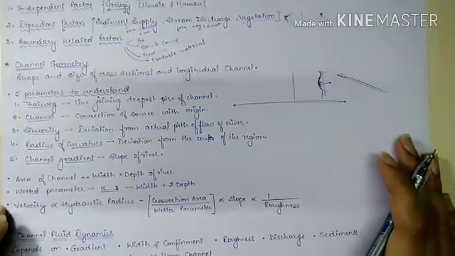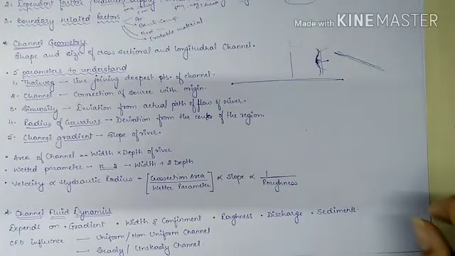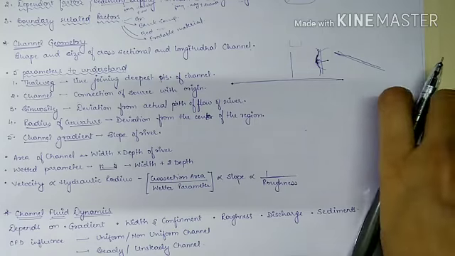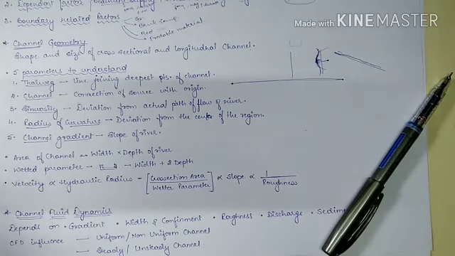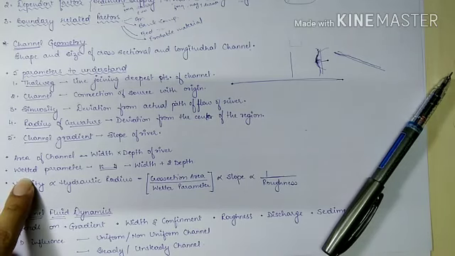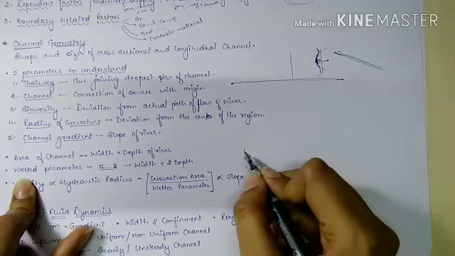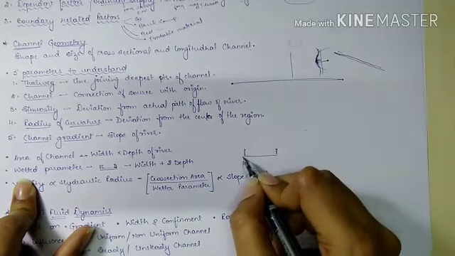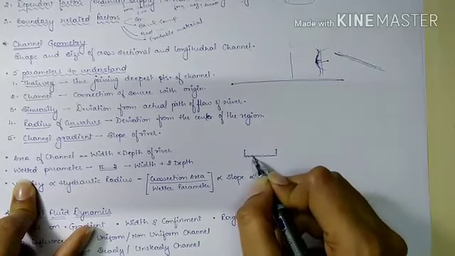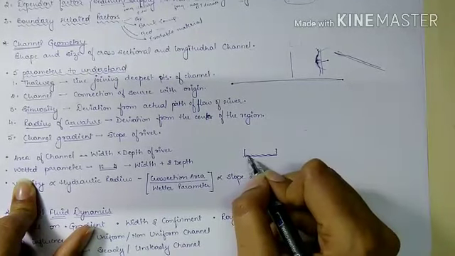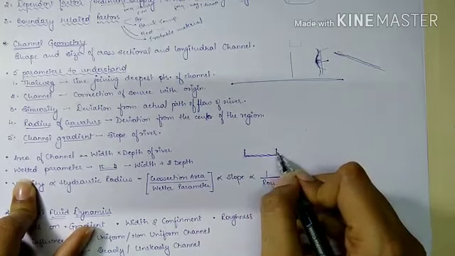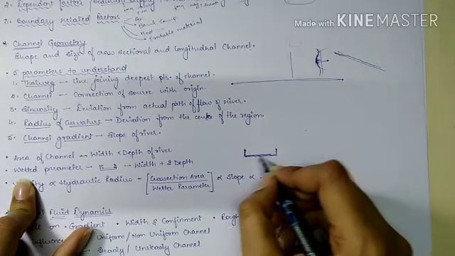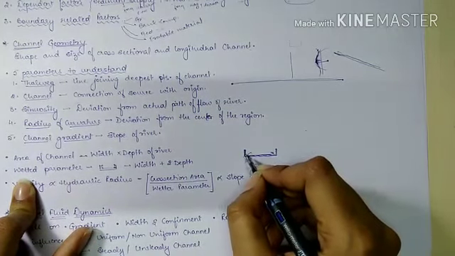Now in channel geometry, we study the area of the channel. The area of the channel can be calculated by width times depth of the river. Next is wetted perimeter. Wetted perimeter is the area which comes under the river flow. So this is the bed of the river, these are the banks. This is the width, and this is the depth.